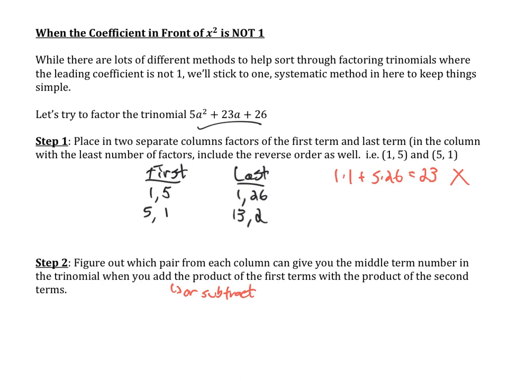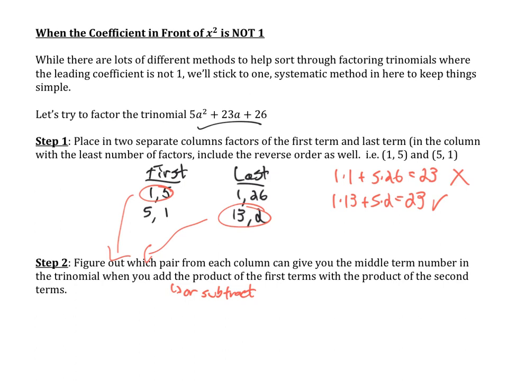Let's take a look at 1 and 5 and 13 and 2. Does 1 times 13 plus 5 times 2 equal 23? It does. Again, I'm looking at these two terms right now. Does 1 times 13 plus 5 times 2 equal 23? It does. That is going to be my winner. So these two are the winner to step 2.